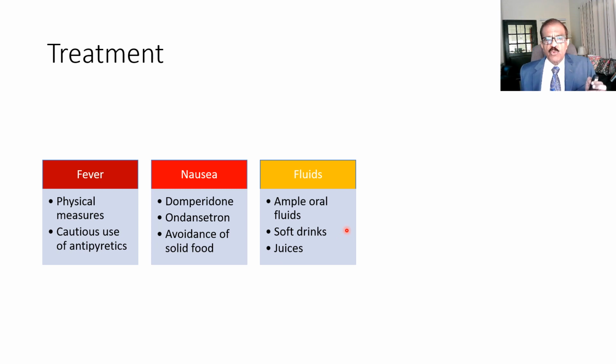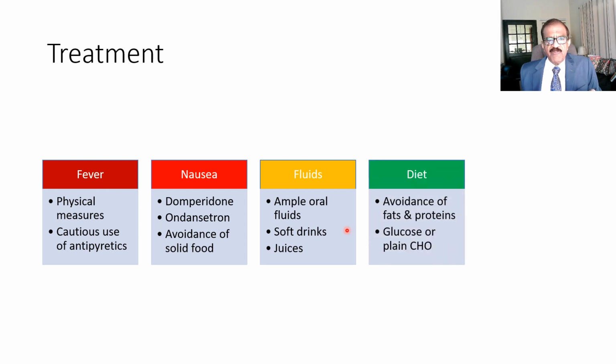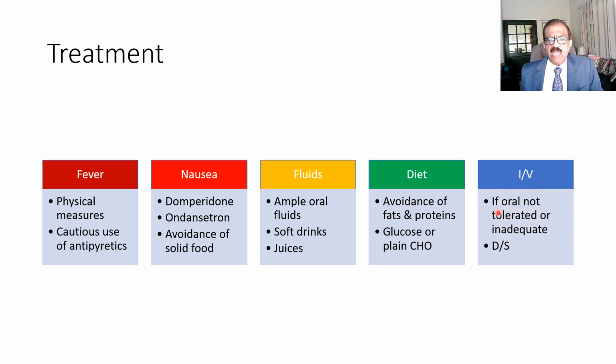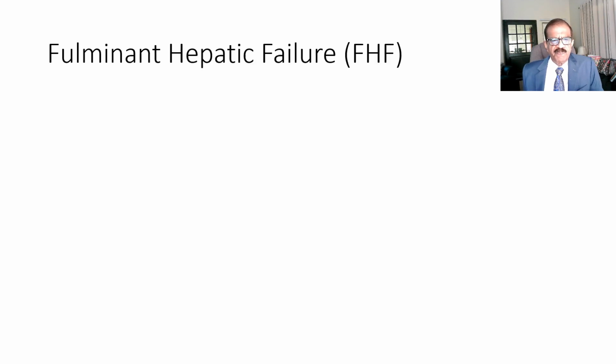I think dextrose saline may be a very good IV fluid. In diet, avoid fats and protein, because they pose, of course, some additional burden on the liver. So the liver is inflamed. To keep the burden low, we will avoid fats and proteins. Glucose or plain carbohydrate, as per the patient's acceptance, may be given. IV fluids should be given only if oral intake is not tolerated or is inadequate. Dextrose saline, I think, is the most suitable IV fluid.